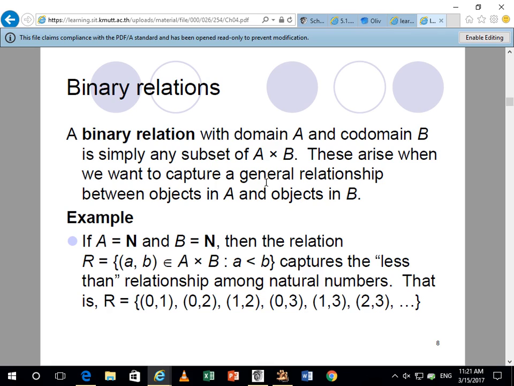So we start with the first element, 0, as A. Second element is 1, and then third element is 3, and so on. So these are examples of an infinite set that will satisfy this relation. Any questions?